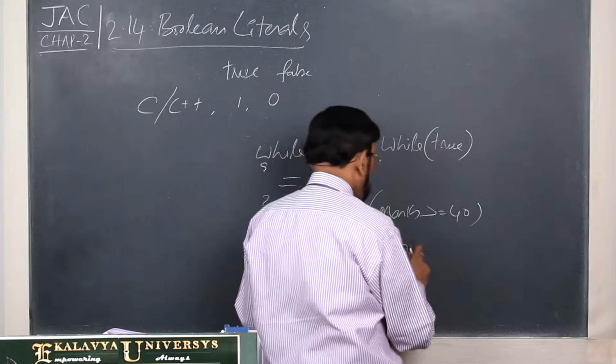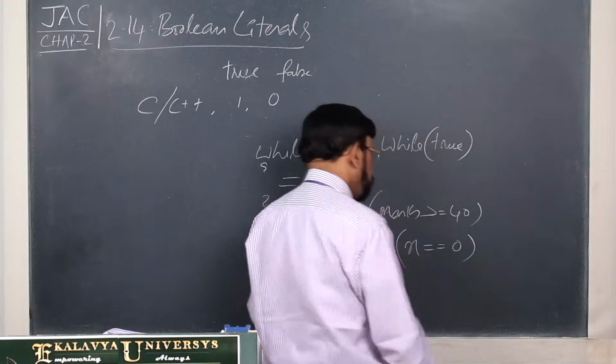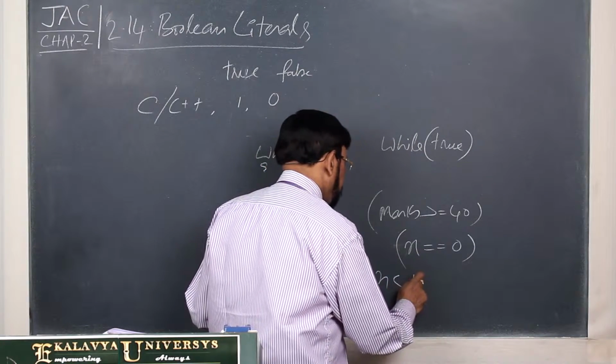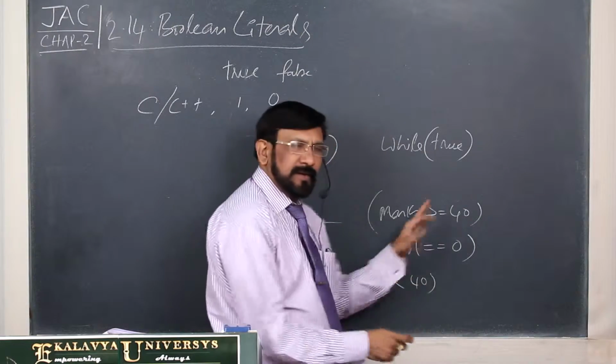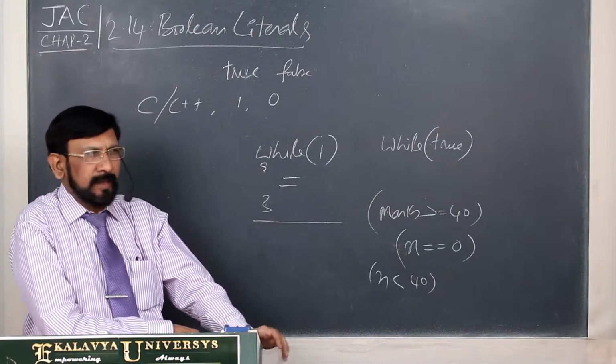So with relational operators we write n is equal to 0, n is less than 40. Like that, all these expressions are called Boolean expressions.